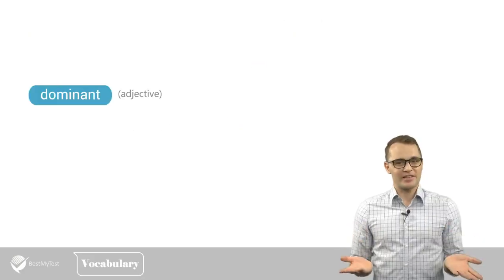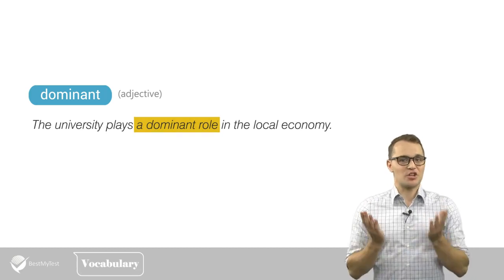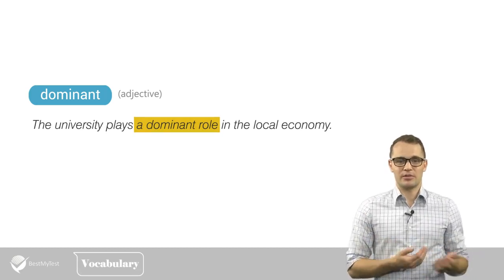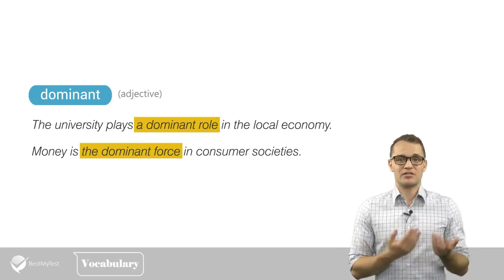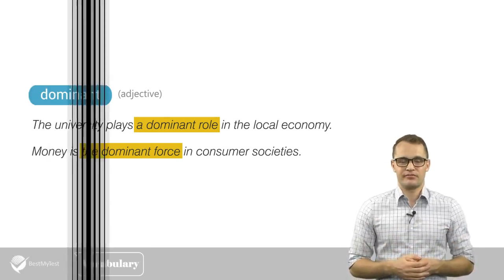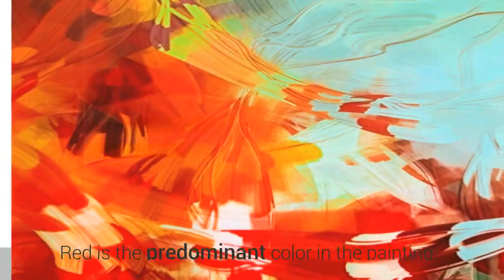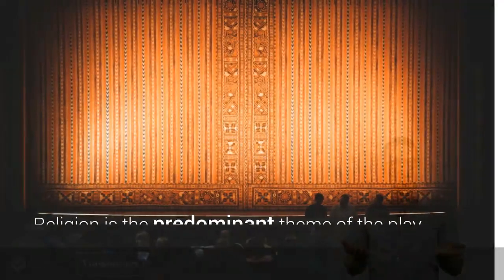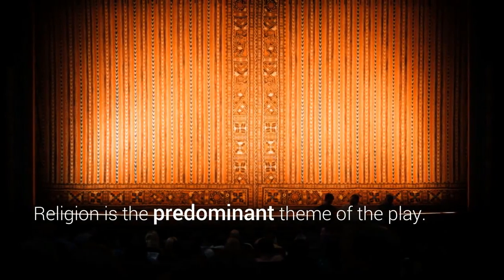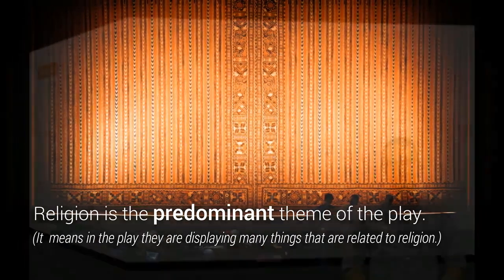Now let's look at more examples using the word dominant. The university plays a dominant role in the local economy. Money is the dominant force in consumer societies. And here are more examples using the word predominant. Red is the predominant color in the painting. Or religion is the predominant theme of the play. This means that in the play they are displaying many things that are related to religion.